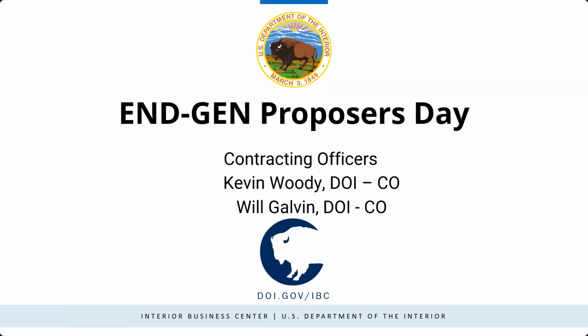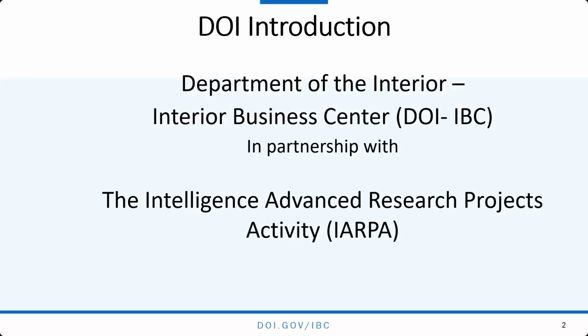This program is really special. It gets 2 contracting officers. So, but we will be the main points of contact that you're going to interact with. IARPA and DOI have had a partnership for quite a while. I think we've done contract support work for you guys for about 15, 20 years. Will and I are COs for several existing programs in IARPA, so we're very familiar with the process and how their systems work together.